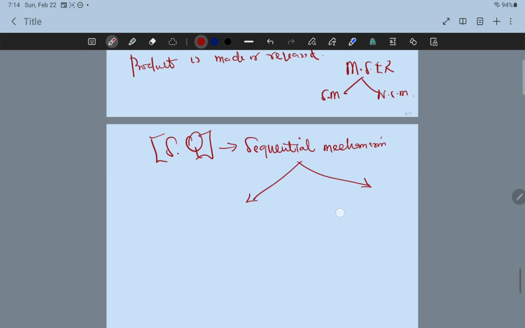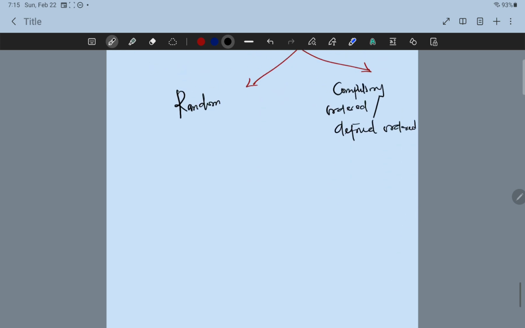The first is what we know as the random. And the second is what we know as the compulsory, ordered, or the defined ordered. Random, or the compulsory ordered, otherwise the defined ordered. Now, something is very interesting here.